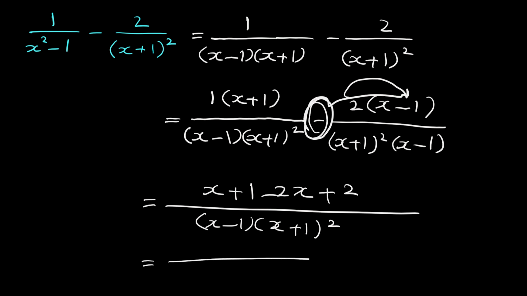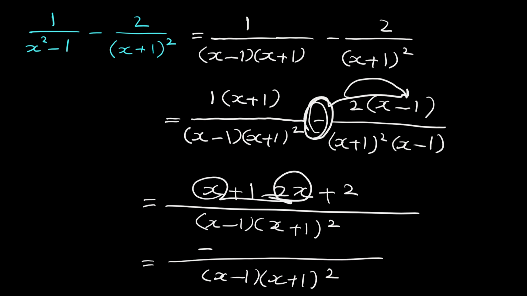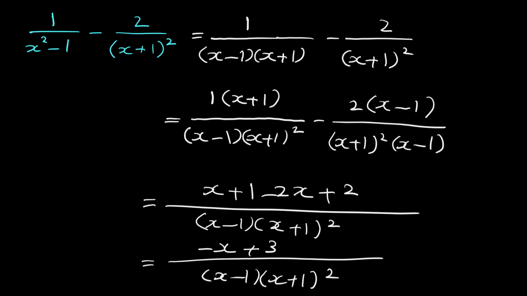The final answer would be x minus 1 times x plus 1 to the power of 2 in the denominator, and in the numerator, x minus 2x is negative x. 1 plus 2 is 3. This is the final answer for this question: negative x plus 3 all over x minus 1 times x plus 1 to the power of 2.